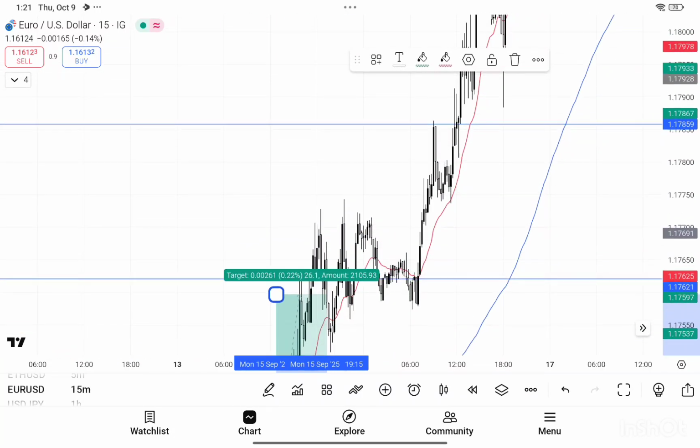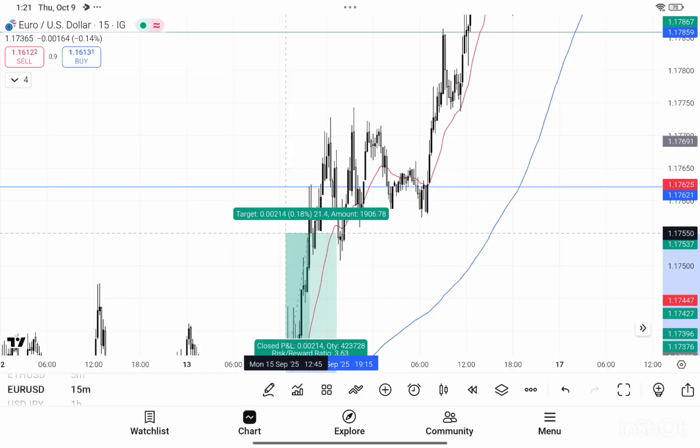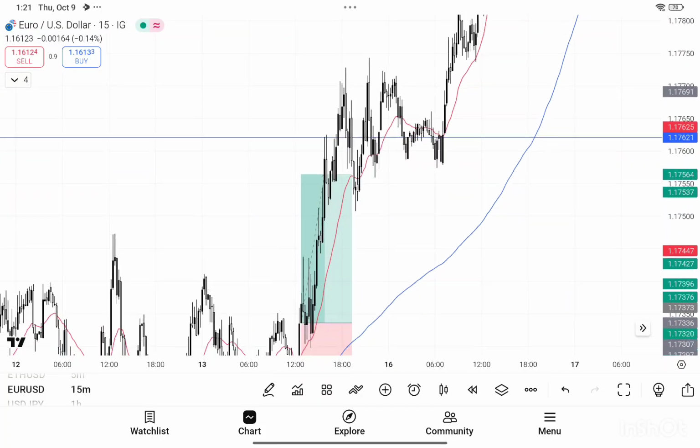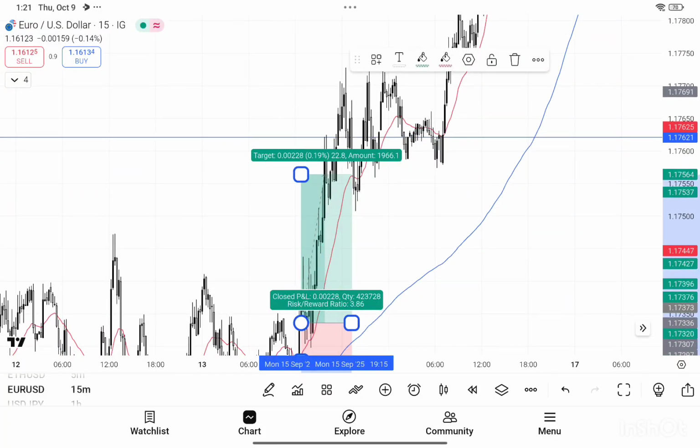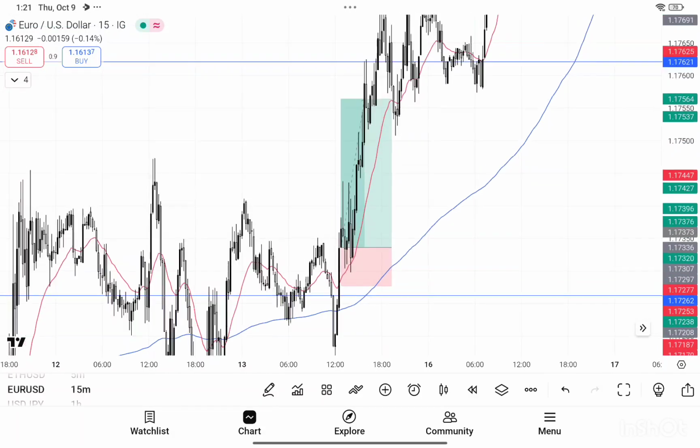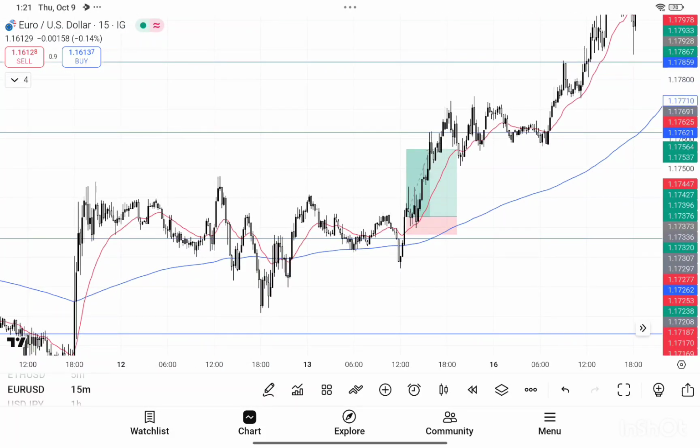So your trade cut out over here, 20 EMA. How much point did you make? 228. One lot you made $228. You see the power of this strategy?